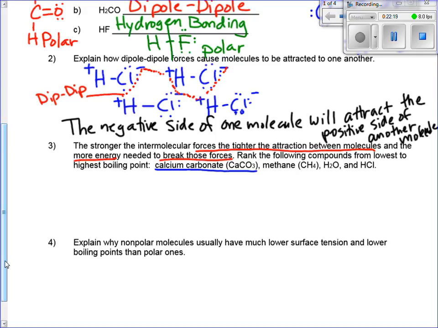What? It's ionic. It has a metal. It has a polyatomic. CaCO3. This one is ionic. Okay? That's the first thing you should have spotted right there.